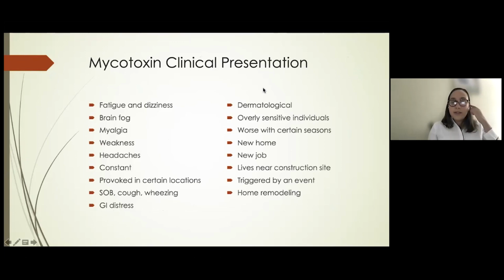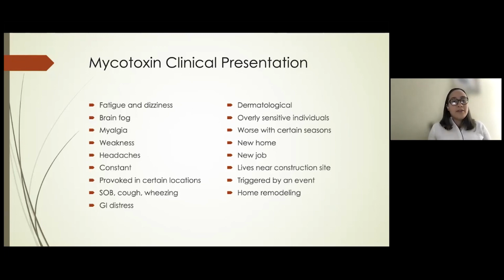So now we're going to switch gears and talk about mycotoxins. Mycotoxins are toxins made by mold. There are different types of mold, and each type of mold creates its own toxin. Those toxins go into our bodies, and they create very ubiquitous symptoms. It's not very obvious, and if you're not taking a good detailed history, you might just miss it.